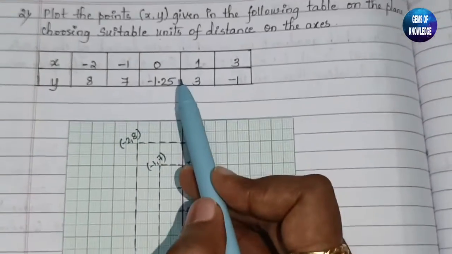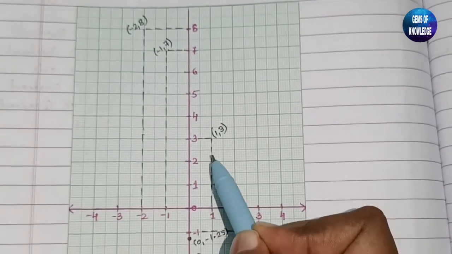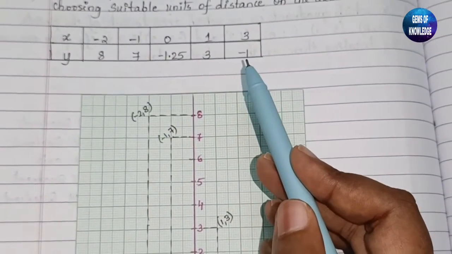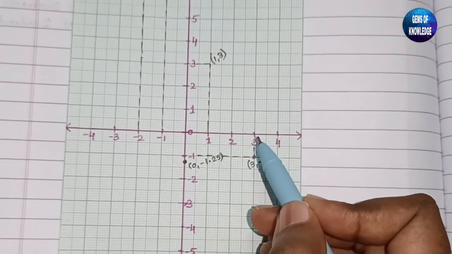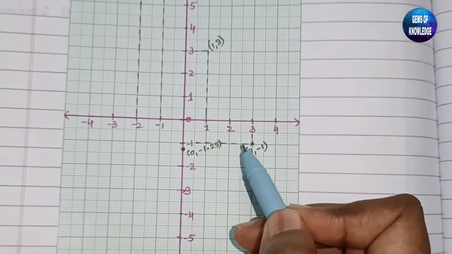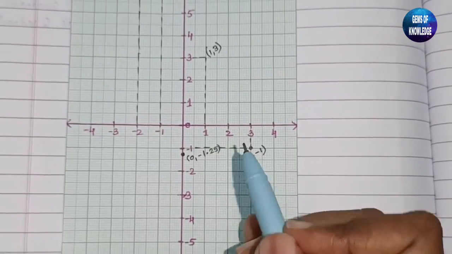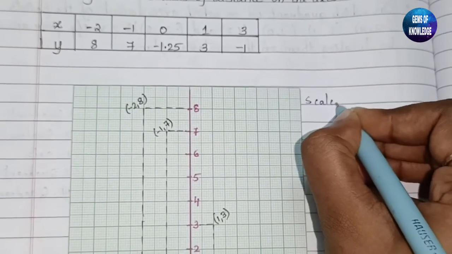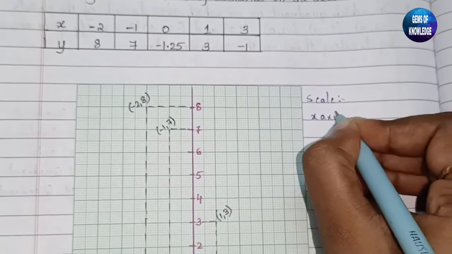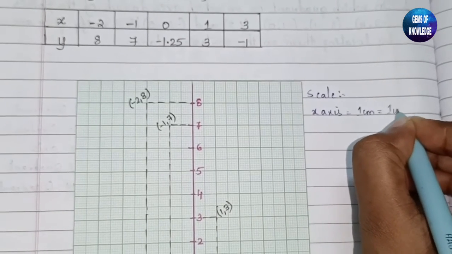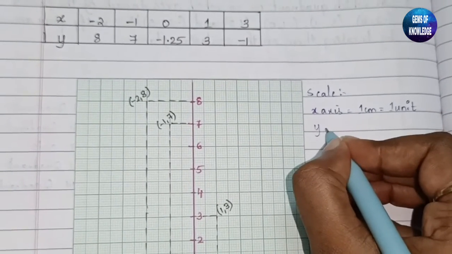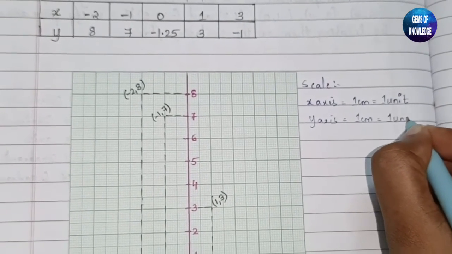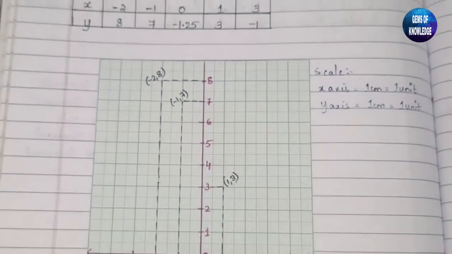Next one is (1, 3). So (1, 3) will be coming this way, this is 1 and this is 3. Similarly, the next one is (3, -1). So this is (3, -1). You need to write the suitable units of the particular distance. So we'll write a scale over here. The scale is: x-axis, 1 centimeter equals 1 unit. Then y-axis, 1 centimeter again, we have taken 1 centimeter equals 1 unit itself.